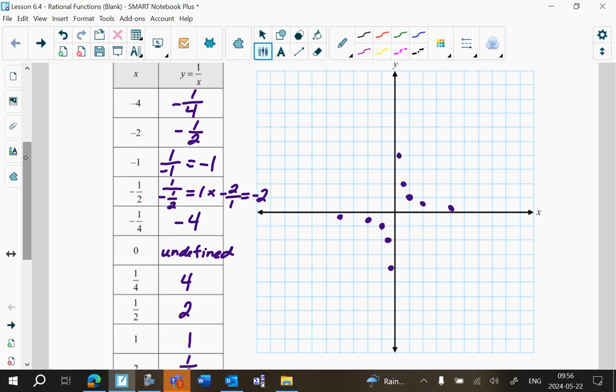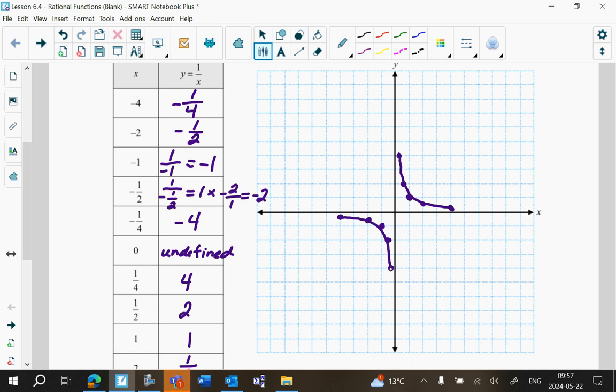Okay, so we can sketch this so far. But these aren't the only points. What if I said x was 8? What would y be if x was 8? Plug it in. 1/8, right?